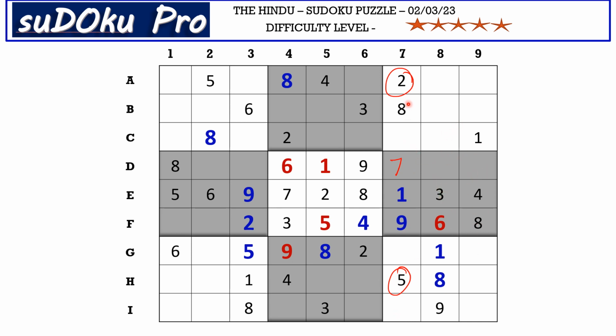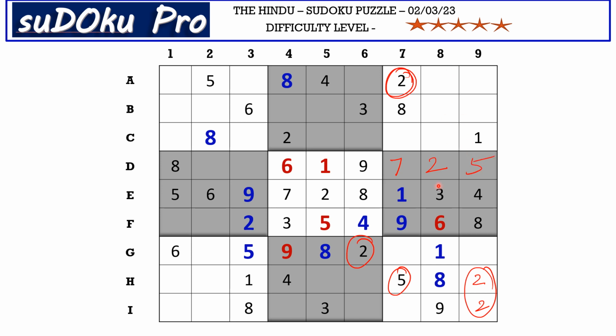If you look at this 2 in column 7 and this 2 in this block, these 3 cells. That means 2 has to be in one of these 2 cells. Now this 2 blocks here. So 2 goes here in D8 and D9 takes 5.